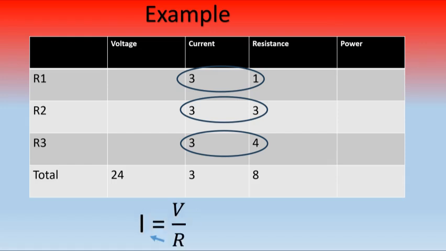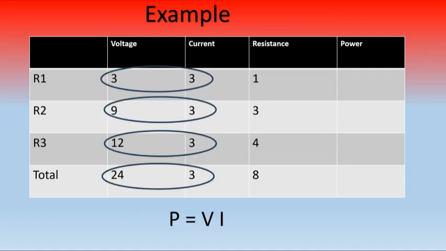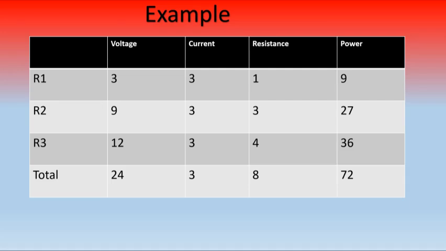If you do a little algebra and move the quantities around, you get that voltage is equal to resistance times current. If you're confused about what I did with the algebra, you can watch the video on Ohm's law where we talk more about that. So let's multiply all these to get the voltage, and then we're going to multiply the voltage times current to get the power, and there we go. We completed the VIRP chart. So that's one example.